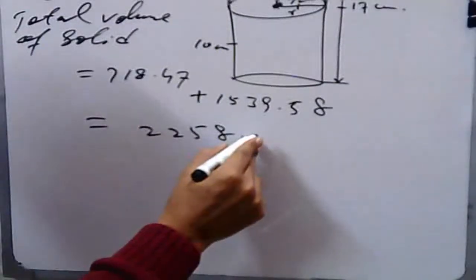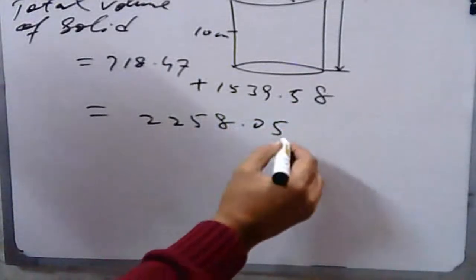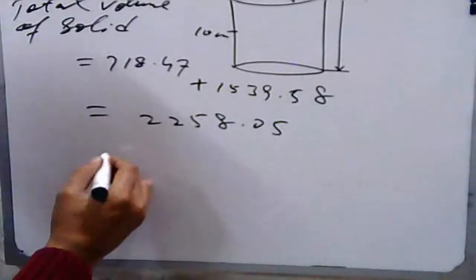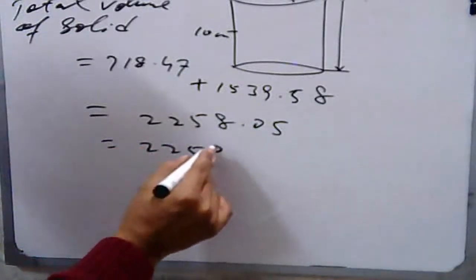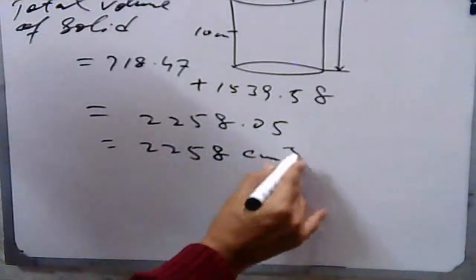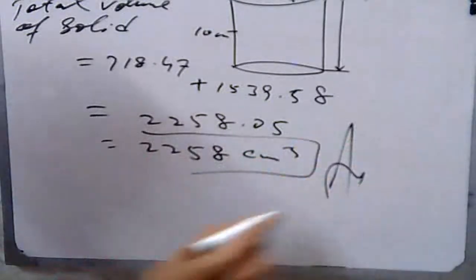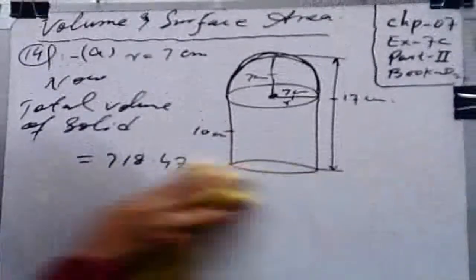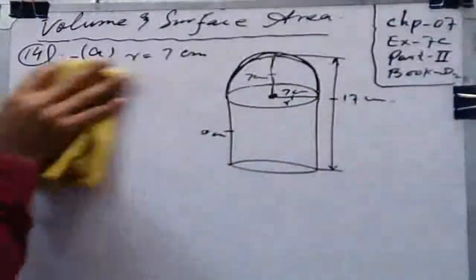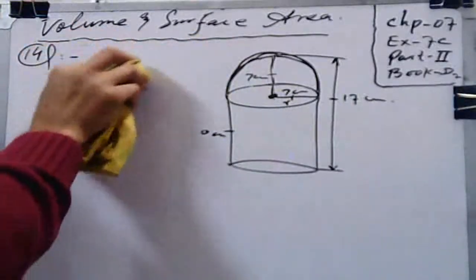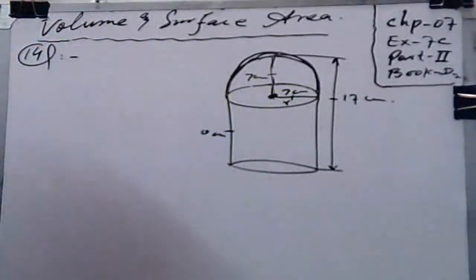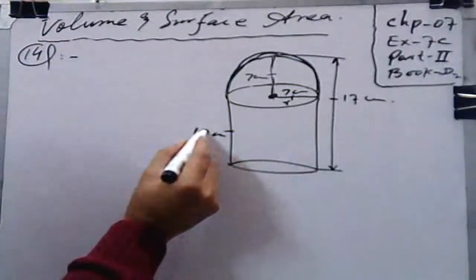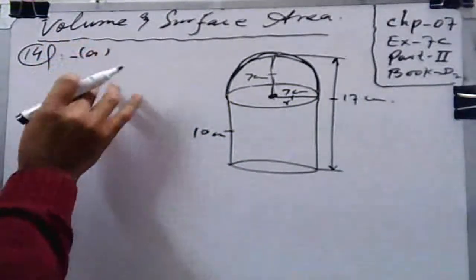So 2258 centimeter cube is your required total volume of the given solid. Now we have to find the surface area of the given figure also. Surface area in the same part, that is A part, because in A part we have to calculate two things. R is equal to 7 centimeter.